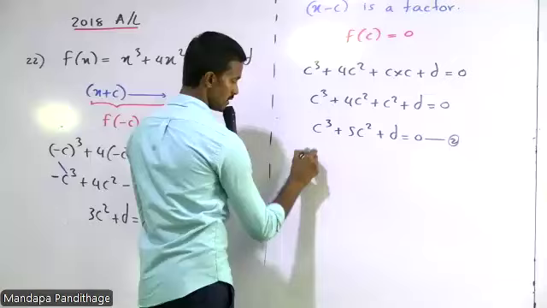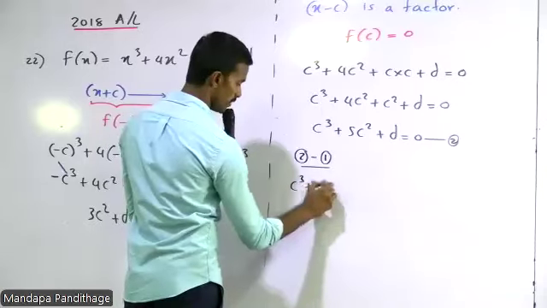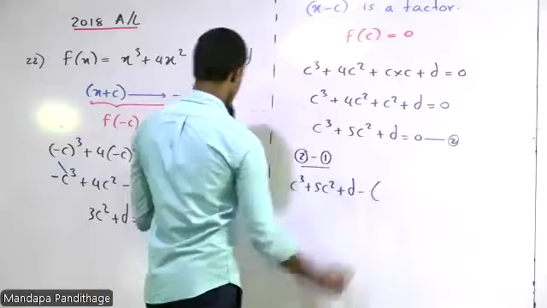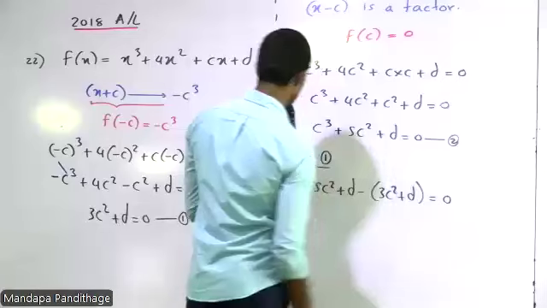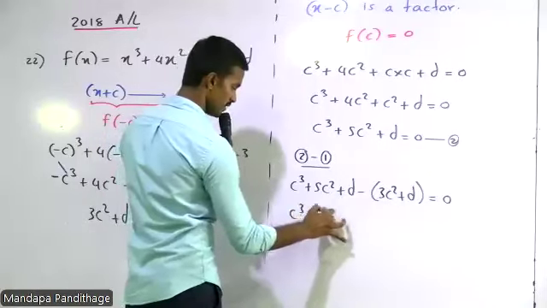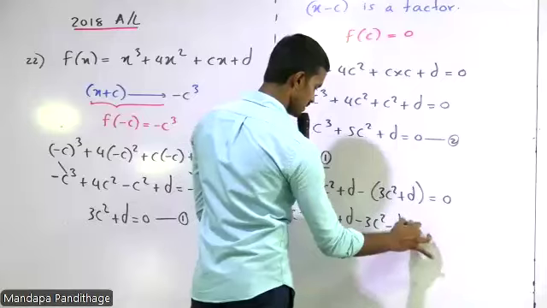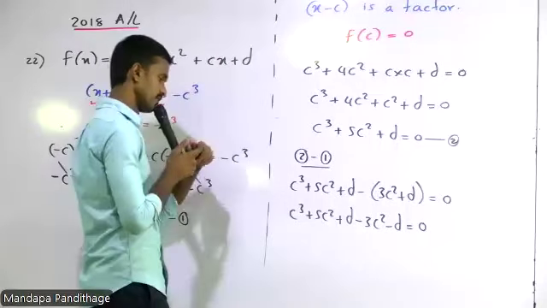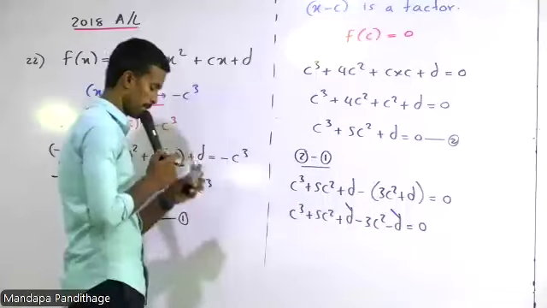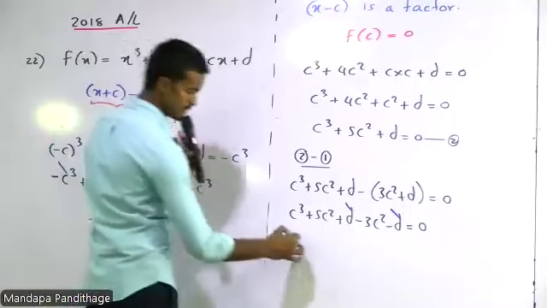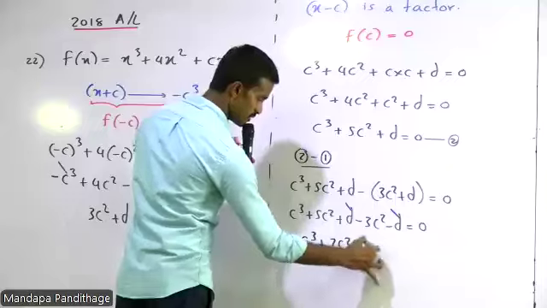subtract the first one from the second one, 2 minus 1, it's c cube plus 5c squared plus d minus 3c squared plus d is equal to 0. Now it is clear, d cancels off. And then you have an equation consisting of c. You got c cube plus 5 minus 3 is 2, c squared is equal to 0.